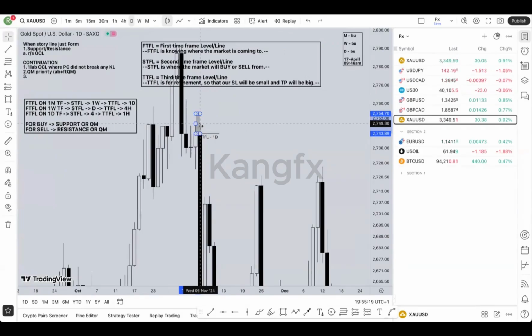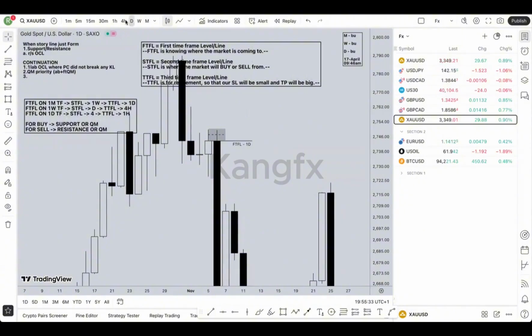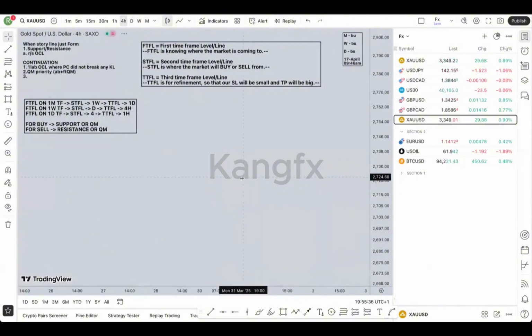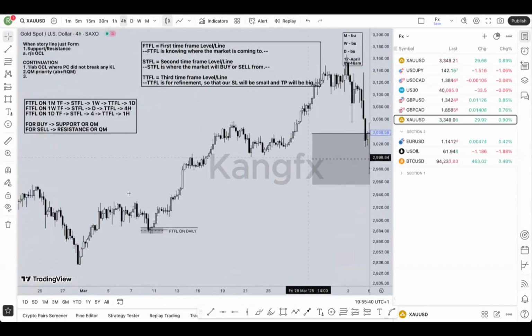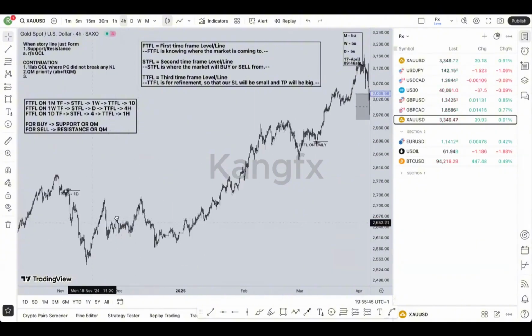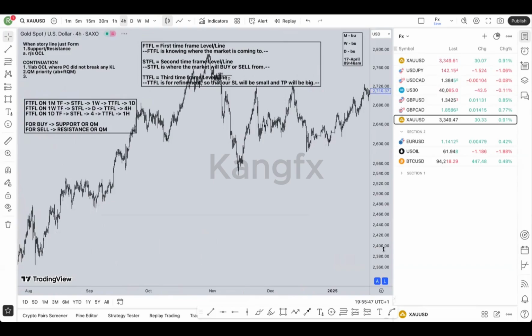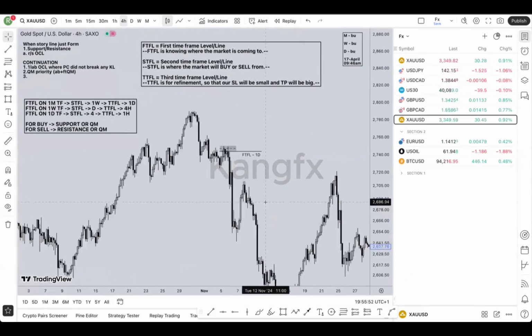Then I extend it 1 step to the right. 1 step. That's all. I don't need to draw those lines. Then I bring it down to the week. After bringing it down, I will go down to my STFL, which is going to be 4 hour. If I go down to STFL, what am I looking for? Since we are selling, I'll be looking for resistance or QM. That's what I'm looking for. Since we are selling, I look for resistance or QM.